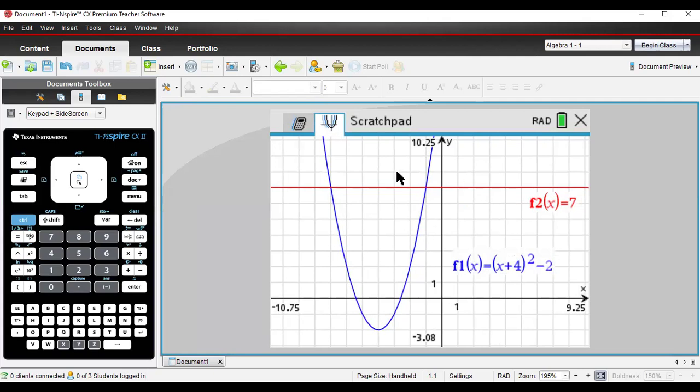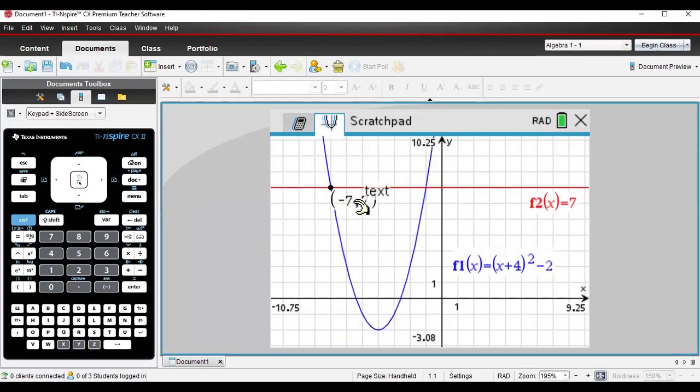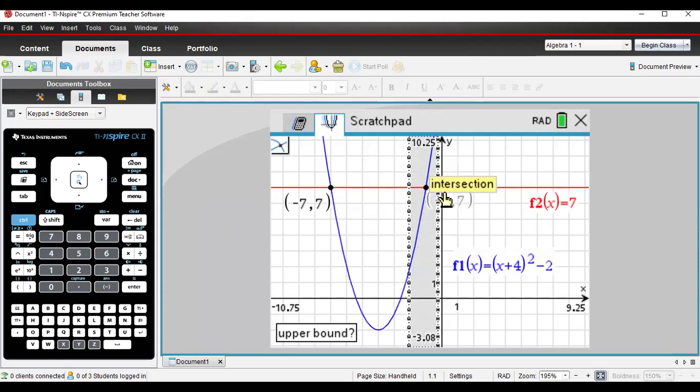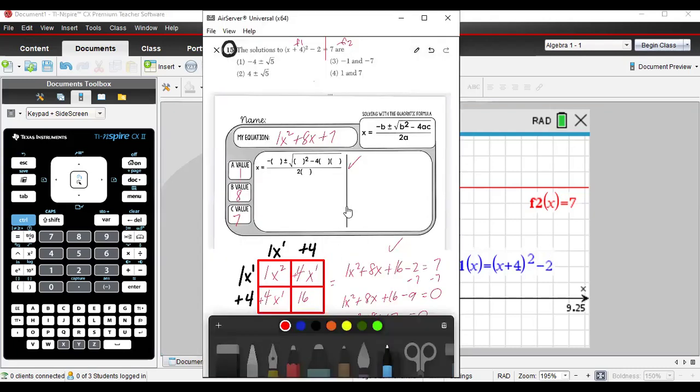Now, just like we always do, we want to find where they intersect. So one of the intersections is right here, and one of the intersections is right here. I'm going to use menu 6, 4. I'm going to start over here on the left one. Okay, so that's one of the answers. The x value is −7. And now I'm going to do menu 6, 4 one more time for the second intersection, which is over here. And the x coordinate is −1. So the solutions for this one are −7 and −1. So if I go to my iPad, you can see that this right here is the answer.